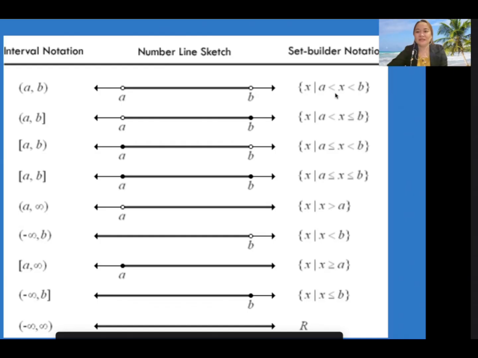Hello everyone! This time I will share a review on inequality, converting interval to inequality and their corresponding graphs.